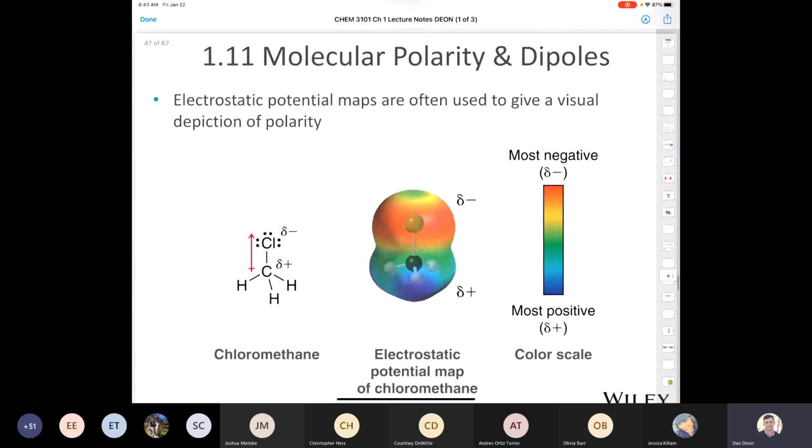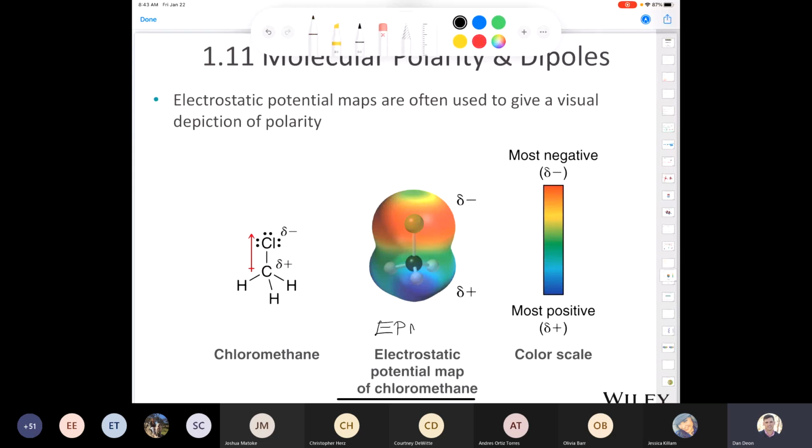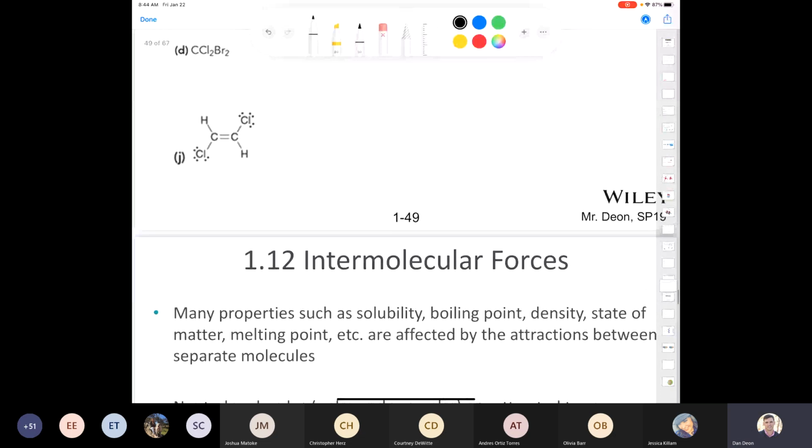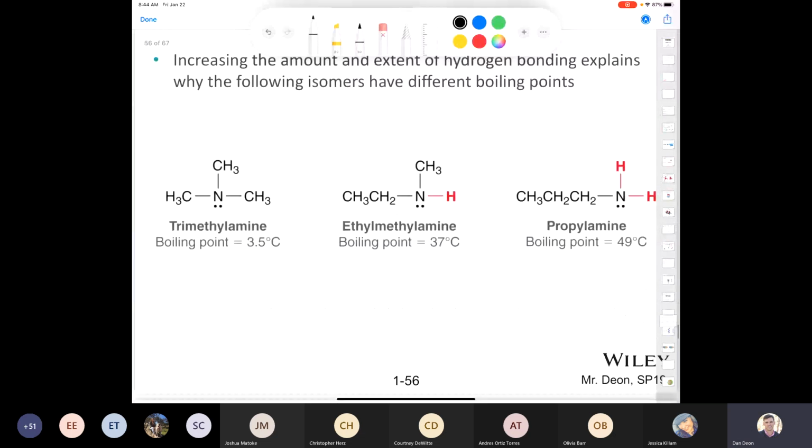This is what I wanted to get to, what's called an electrostatic potential map, or an EPM. I'm never going to ask you to draw an electrostatic potential map, but they are used throughout the textbook and they are helpful for students to really look at a molecule. If you look at this molecule, chloromethane, and ask where the electron density is, you can look at an electrostatic potential map.